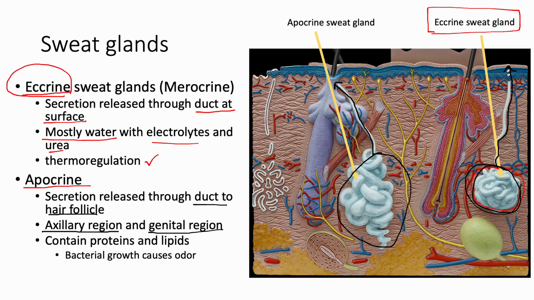This is more than just water. Yes, it has water and electrolytes, but it also contains a secretion of some proteins and some lipids or fats. And this is basically a food source for bacteria. So when we think about BO, body odor, that's the way I remember it: APO, BO, right? That helps you remember that one. The bacteria feed on this food source of protein and lipids, and it's the bacteria that cause the odor. So that's the difference between those two sweat glands.